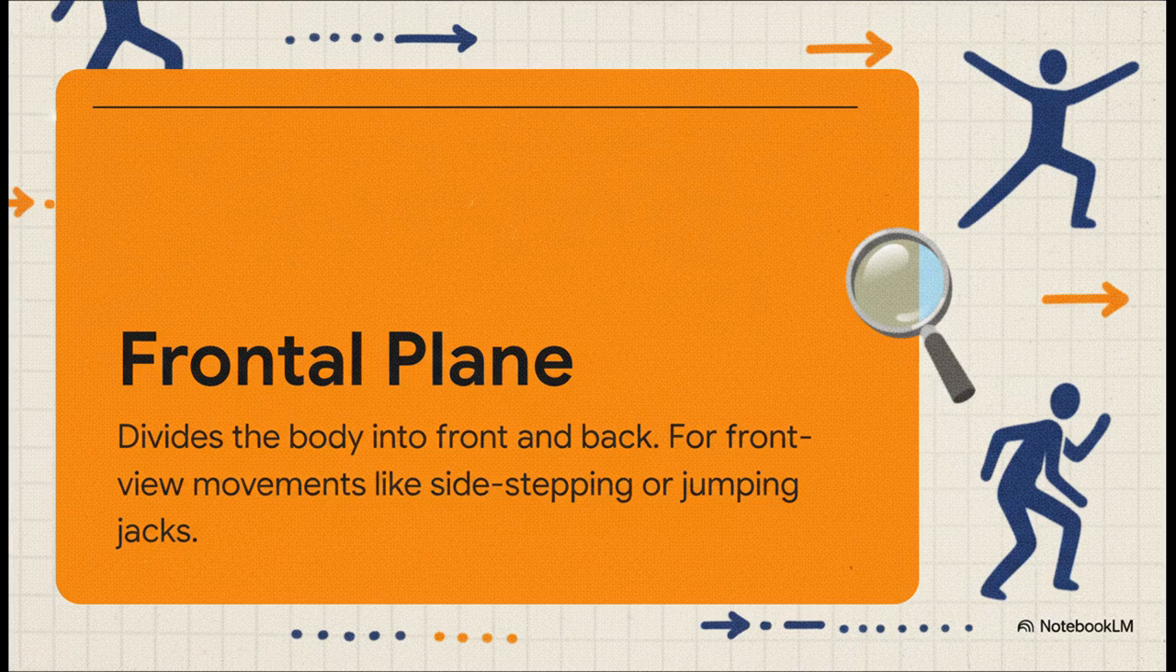All right, next up, we've got the frontal plane. This time, the glass cuts you into a front half and a back half. And this is where all the side-to-side action happens, what the biomechanists call abduction and adduction. A perfect example, a jumping jack. Or think about a basketball player shuffling on defense. To get that right, you've got to be filming from directly in front or directly behind the athlete.